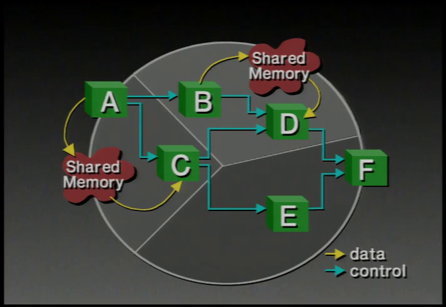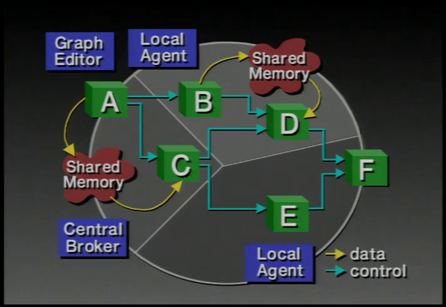Also, some machines don't have shared memory. Machines like Cray computers don't have shared memory, so data copies are imperative between two modules on the same machine. So in reality, systems like this typically have local agents and perhaps a central broker that establishes communication between modules and perhaps monitors data transmission.